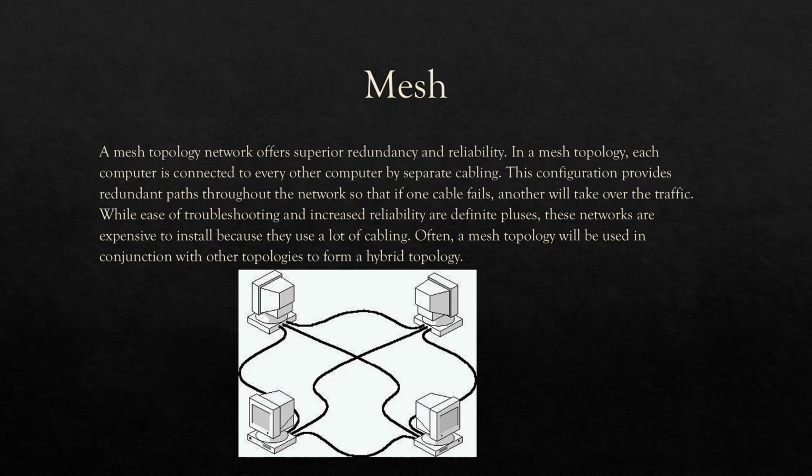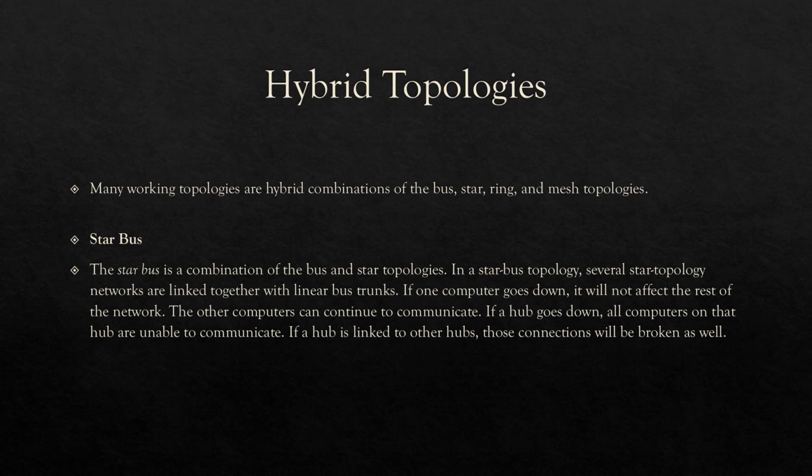While ease of troubleshooting and increased reliability are definitely pluses, these networks are expensive to install because they use a lot of cabling. Often a mesh topology will be used in combination with other topologies, giving rise to the term hybrid topologies. In actual practice, hybrid topologies are implemented. We are never going for only one topology, because most of the time the client's requirements can only be fulfilled by using hybrid topologies.